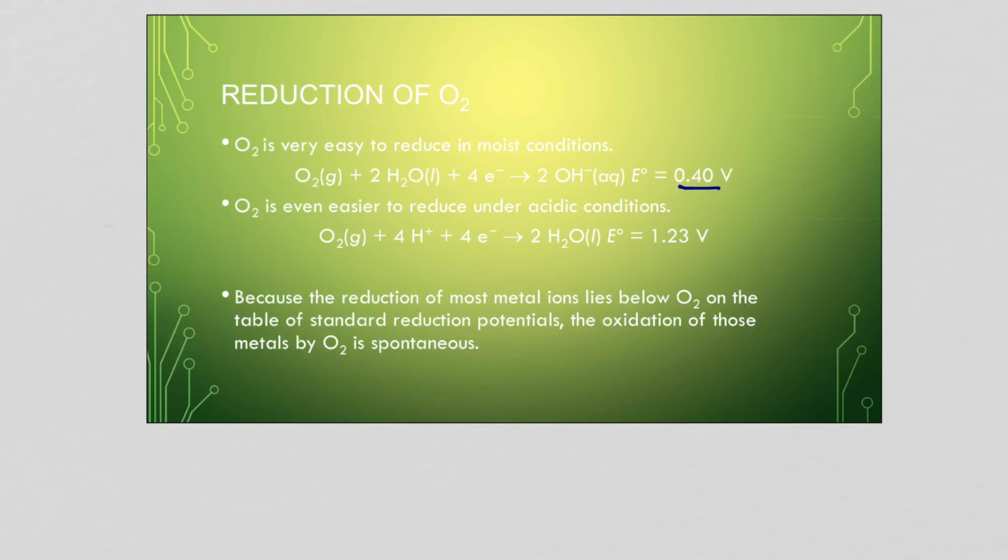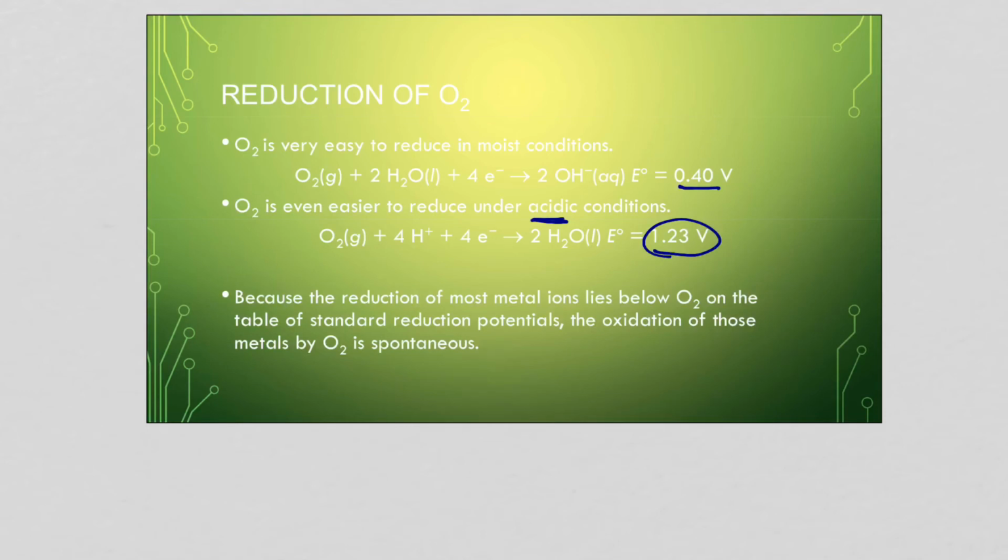Now, if you make that acidic, so if you have acidic conditions, this is an even easier process, because in the presence of hydrogen ions we can take oxygen and reduce it all the way to water, going from 0 to -2 with a much higher voltage.